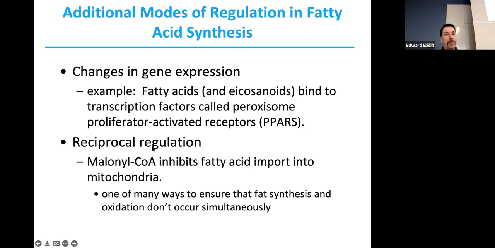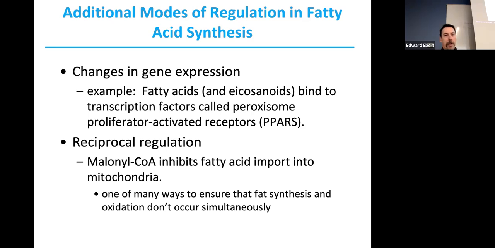We also have reciprocal regulation as well. So for example, if we have a lot of malonyl CoA, we're going to inhibit fatty acid transport into the mitochondria. Okay, so that basically means we're not going to be sending fatty acids to be oxidized, which means more fatty acids as they're made are going to accumulate in the cytosol. So we'll end up making more of that palmitoyl-CoA, which will feed back into ACC.